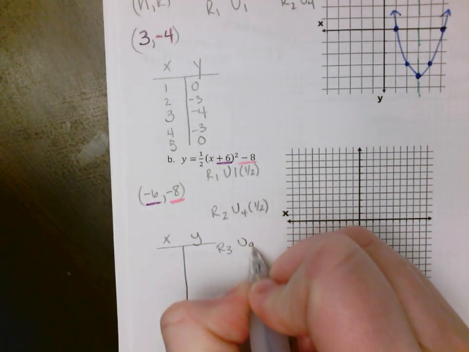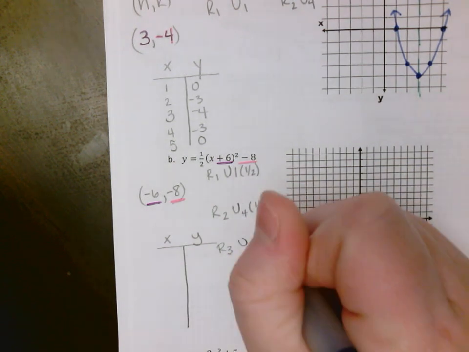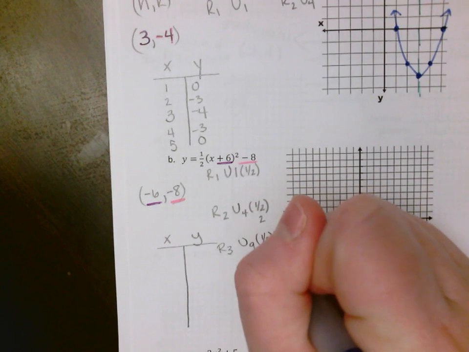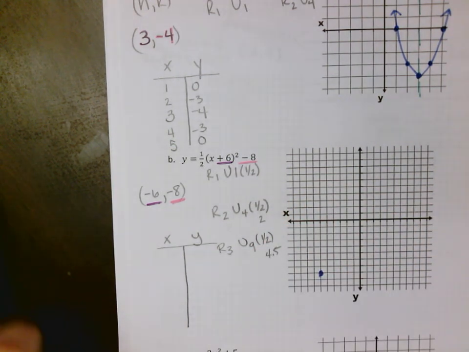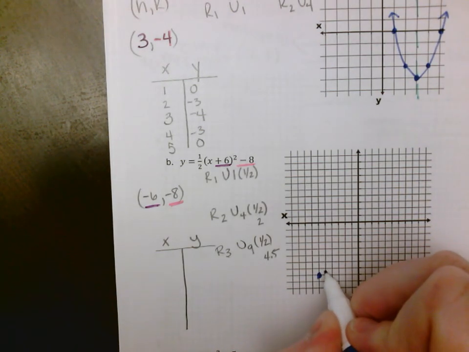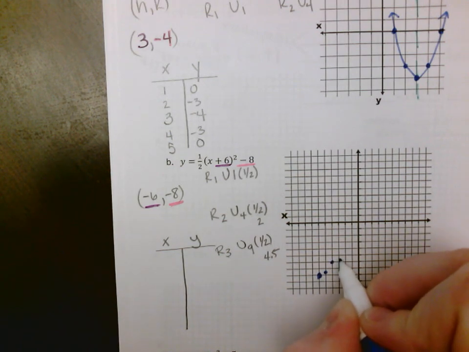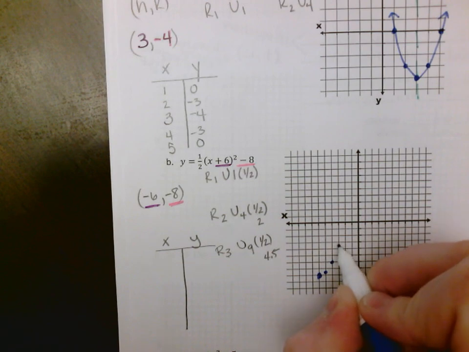up 9, because squaring 3 is 9. Take that times a half. So this would really be 2 and 4.5. So graphing this, right 1 up a half, right 2 up 2, right 3 up 4.5, so 2, 4.5.